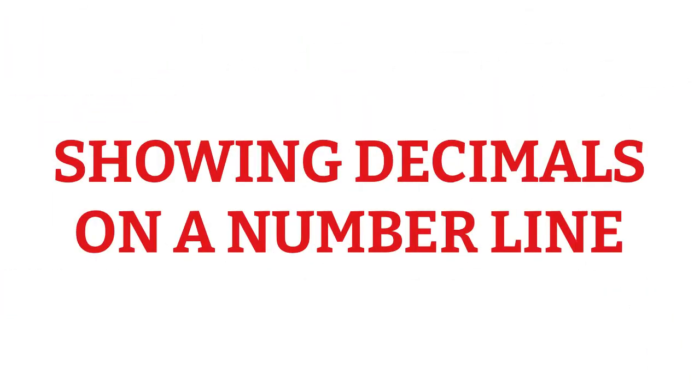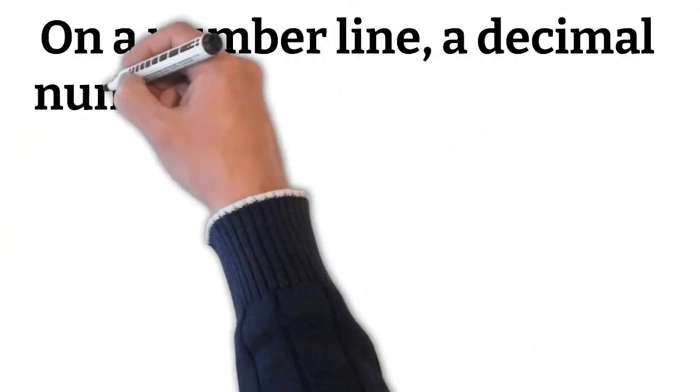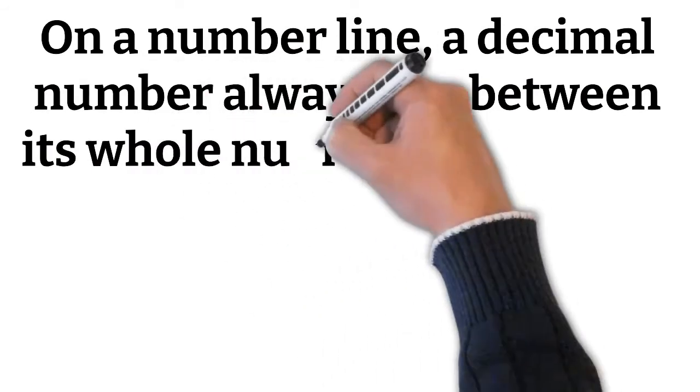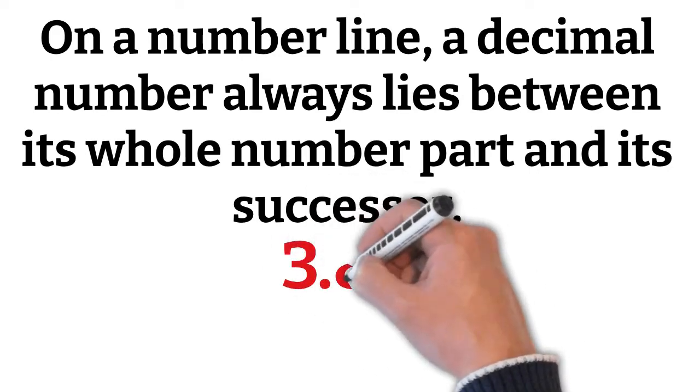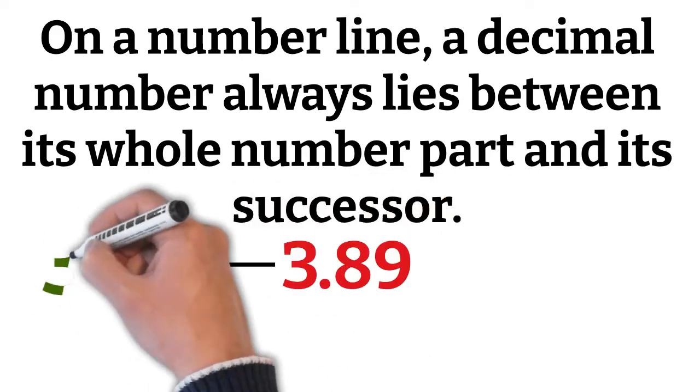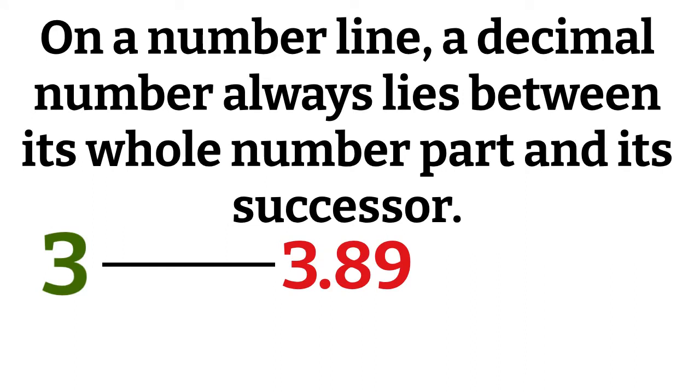Showing decimals on a number line. On a number line, a decimal number always lies between its whole number part and its successor. For example, on a number line 3.89 lies between 3, that is its whole number part, and number 4, that is the successor of 3.